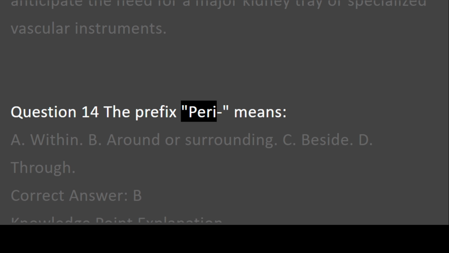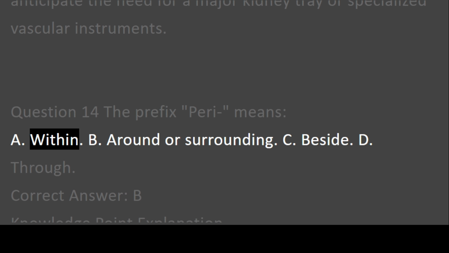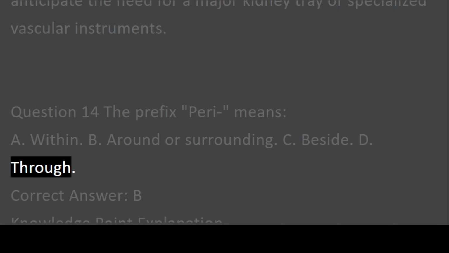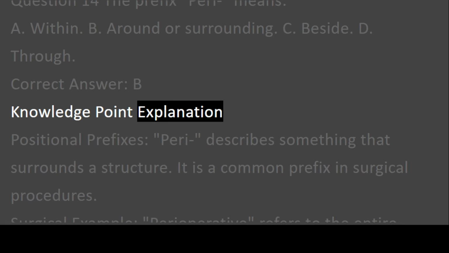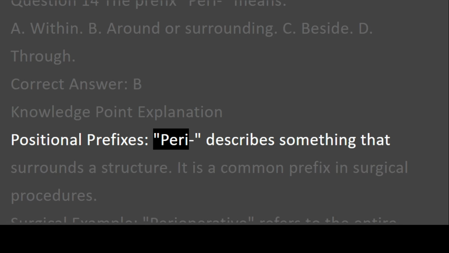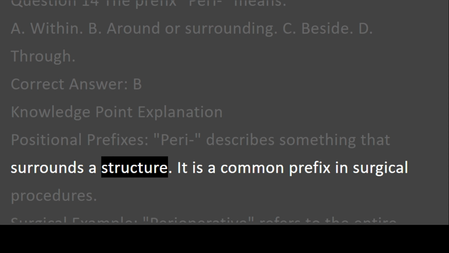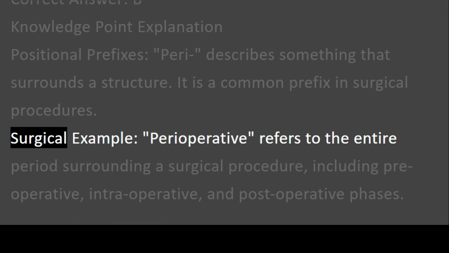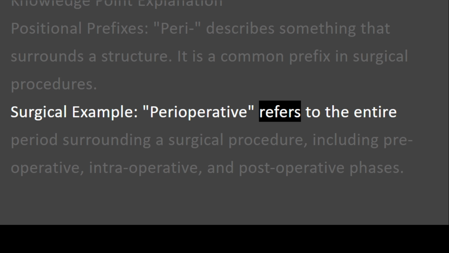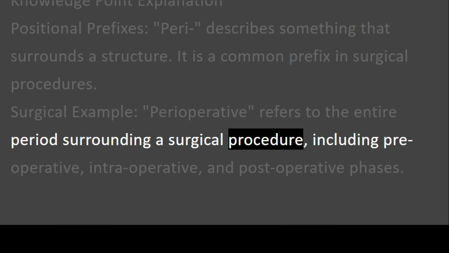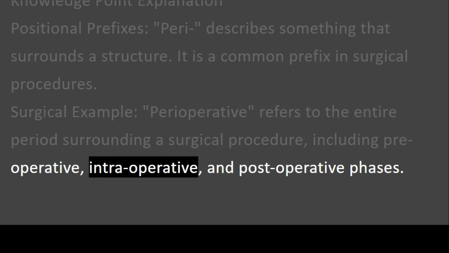Question 14. The prefix peri- means A. Within. B. Around or surrounding. C. Beside. D. Through. Correct answer, B. Knowledge point explanation. Positional prefixes. Peri- describes something that surrounds a structure. It is a common prefix in surgical procedures. Surgical example. Perioperative refers to the entire period surrounding a surgical procedure, including preoperative, intraoperative, and postoperative phases.